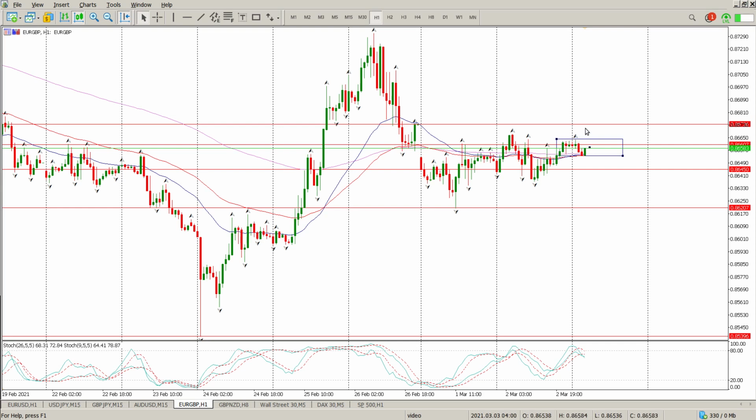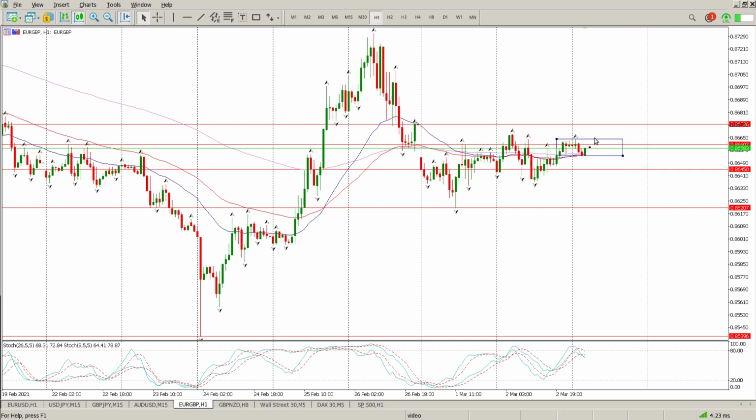So break to the upside gives us a move to the upside. There's a bit of resistance right above us here at 0.86736. That would be an area to take some profit anyway. It is also a gap, so I'll probably take all my profit there. Wait for the pullback onto the structure, which will be down here at 0.86637.